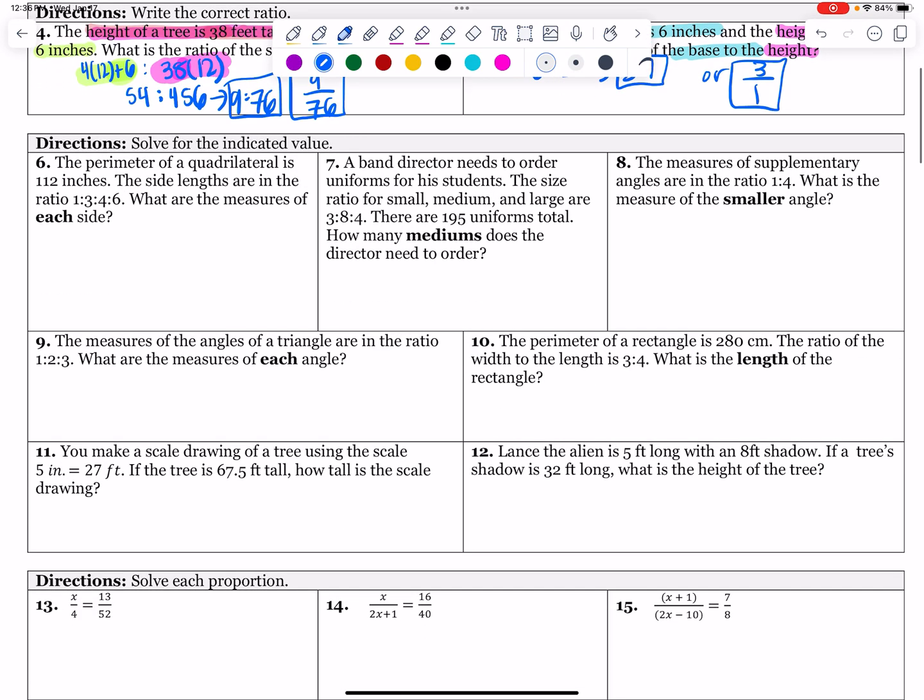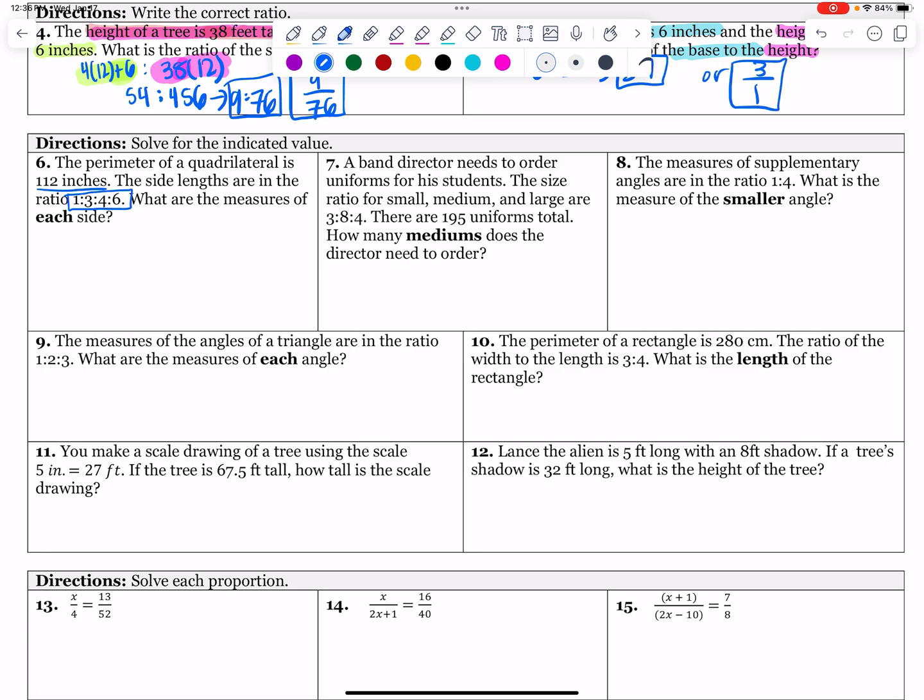All right, now we're going to solve for the indicated value. The perimeter of a quadrilateral is 112. So if you go around all 4 sides, it should add up to 112, the original 4 sides. But the side lengths are in the ratio of 1 to 3 to 4 to 6.